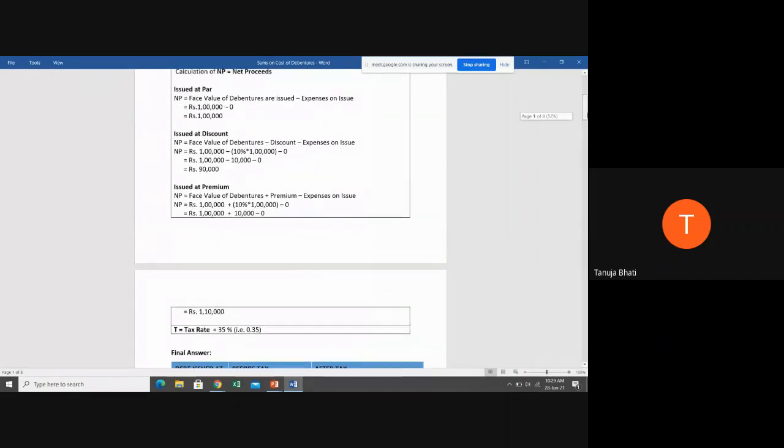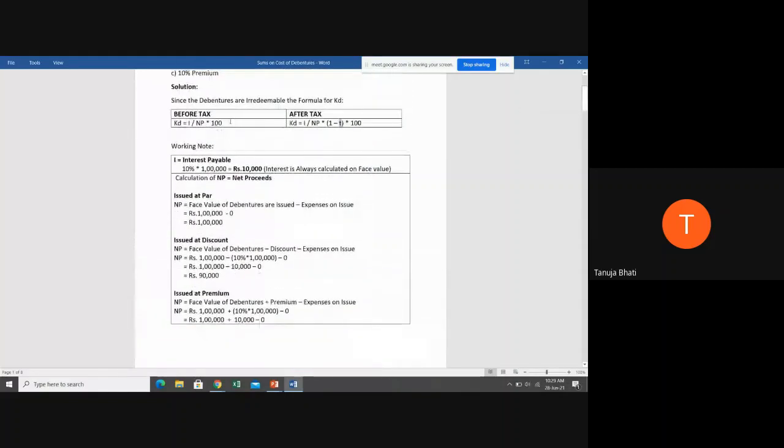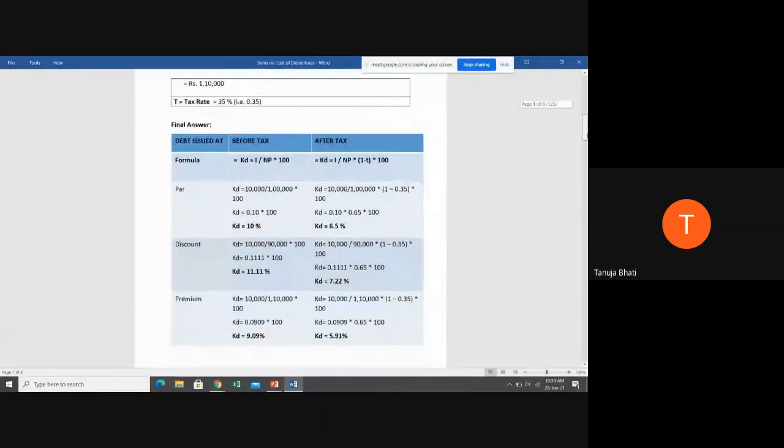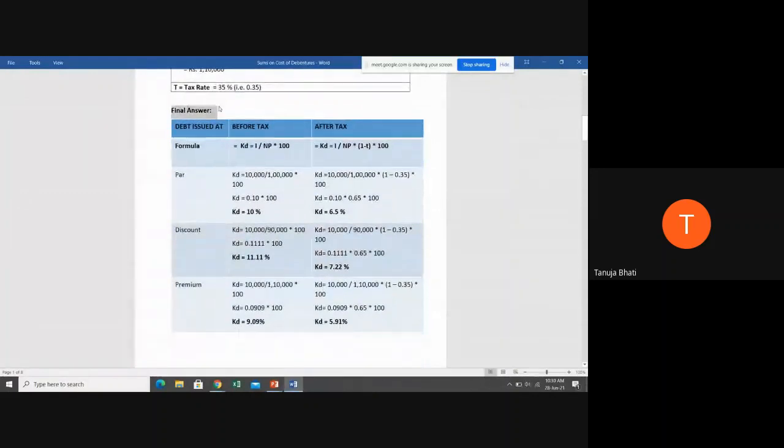Now we have calculated each and every term. Now what we need to do is substitute the values into the formula. That is the only part remaining. So this is our final answer. First, what we do, we write the formula before tax and after tax. Then we calculate at par, discount and premium.